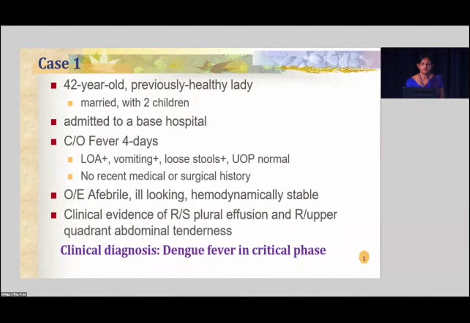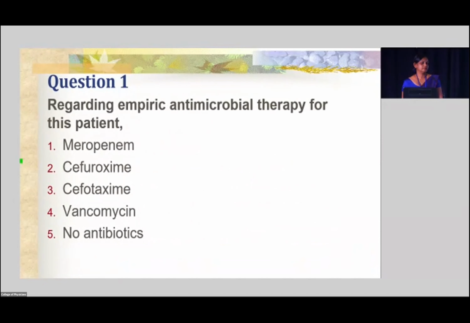So my first question, please vote regarding the empiric antimicrobial therapy for this patient. Whether you use meropenem, cefuroxime, cefotaxime, vancomycin, or no antibiotics.